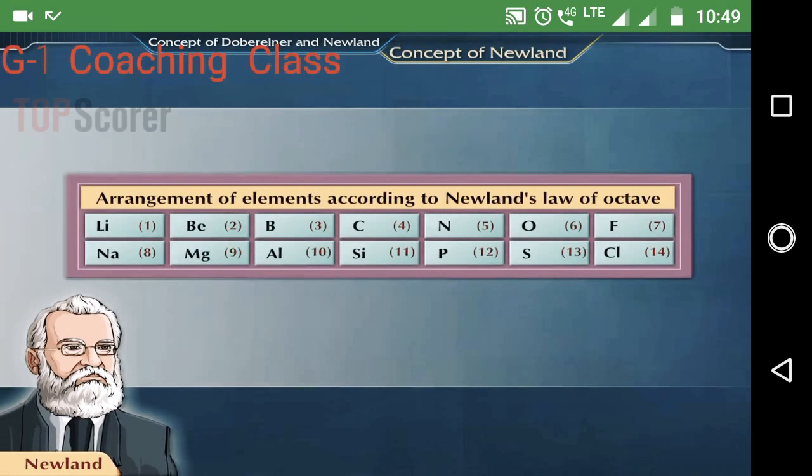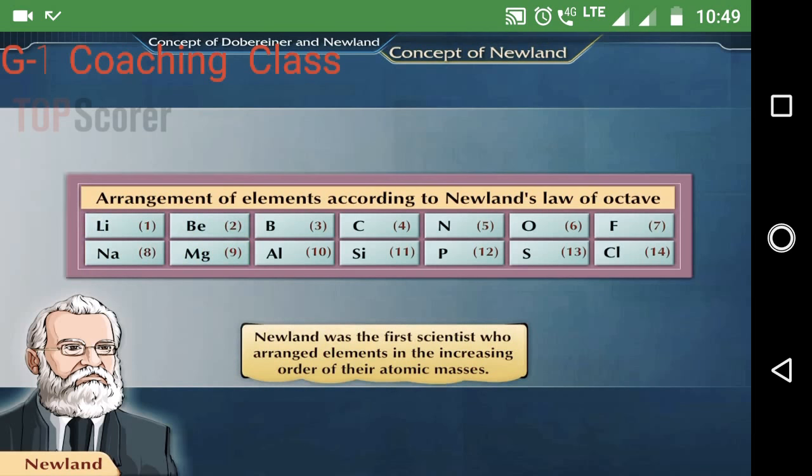Arrangement of elements according to Newlands' law of octaves. On observing the table on the basis of Newlands' law of octaves, when elements are arranged in the increasing order of their atomic masses, then the eighth element, sodium, was placed below lithium, having similar properties. Similarly, the ninth element, magnesium, was placed below beryllium, having similar properties.